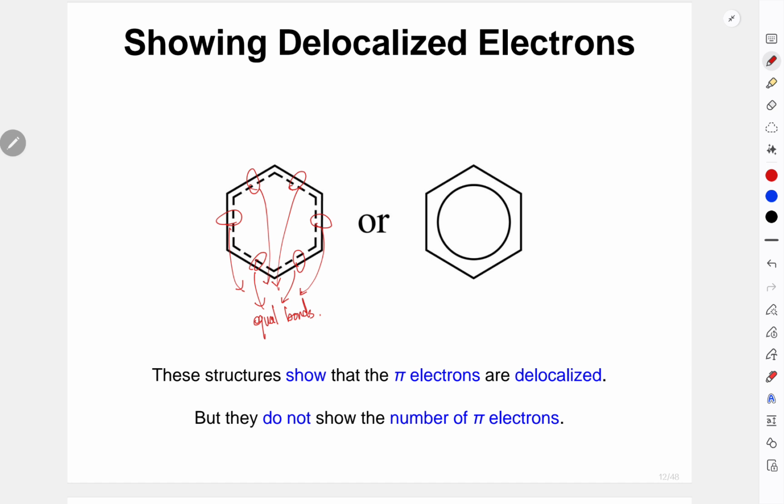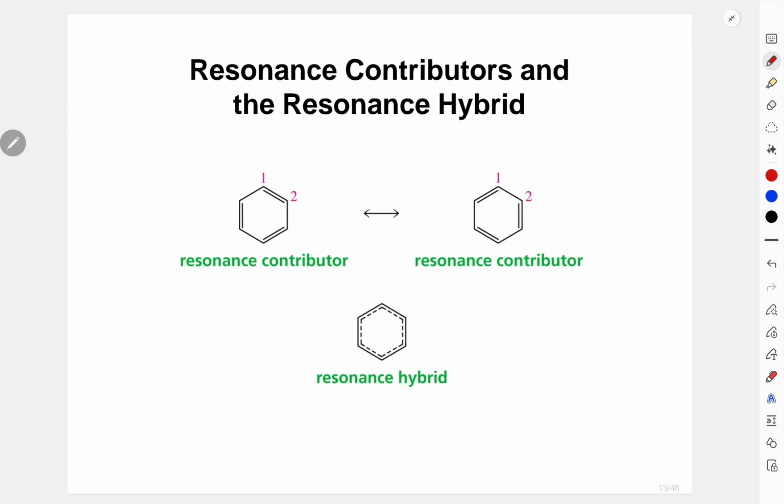So these structures show that pi electrons are fully delocalized, but they do not show the number of pi electrons. But you can count the number of pi electrons with the framework made these days. And you can think of the resonance contributors for presenting the resonance hybrid in the benzene structure.